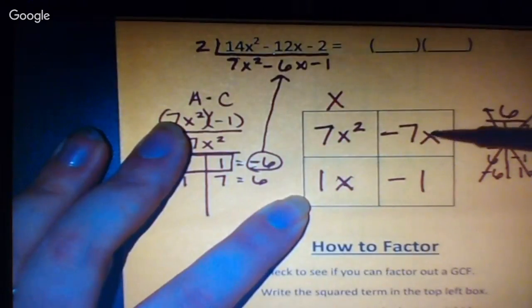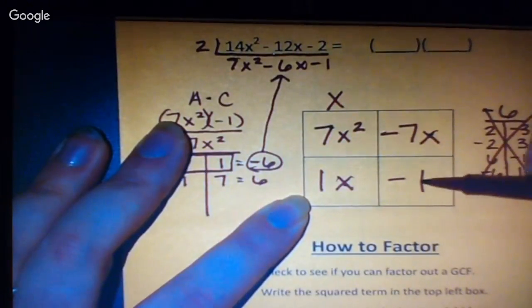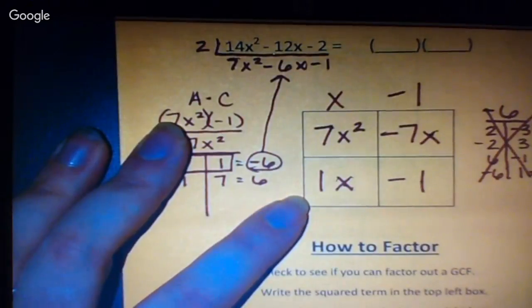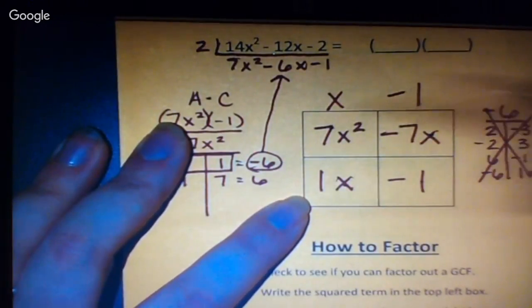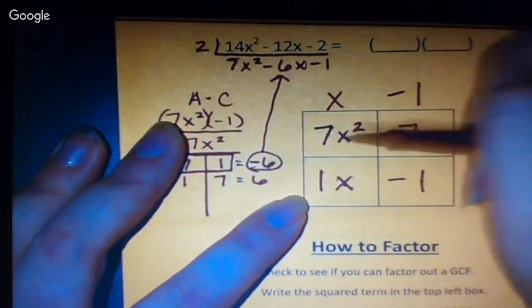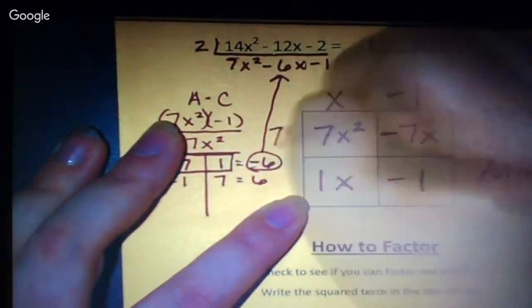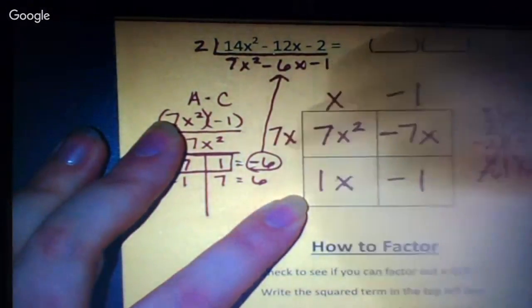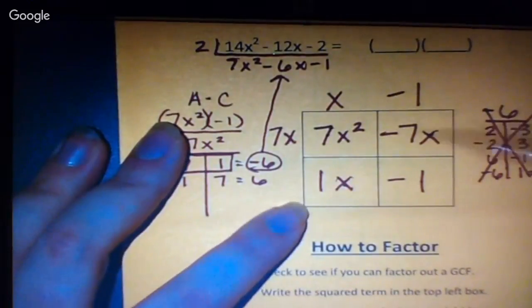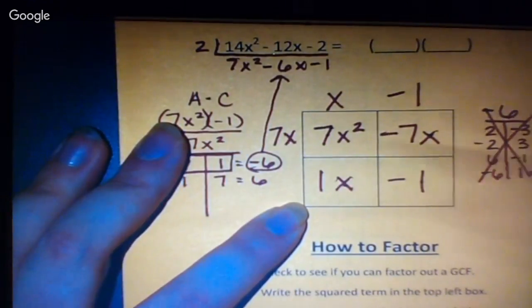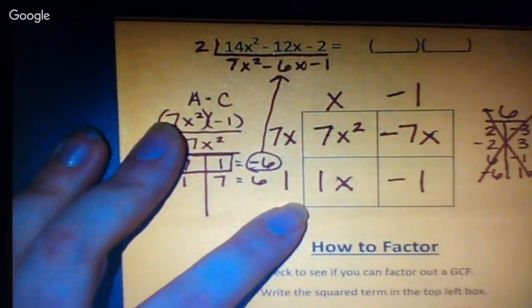And then you're going to look at -7x and -1. If they share a negative in common, you've got to pull that negative out, and they don't share anything but a 1. Now you're going to do it side to side. 7x squared minus 7x. There's a 7 in common and an x in common. Doesn't matter what side of the box you put it. You can put it on the right-hand side. And then I've got 1x and -1. Just a 1. These are now your factors.